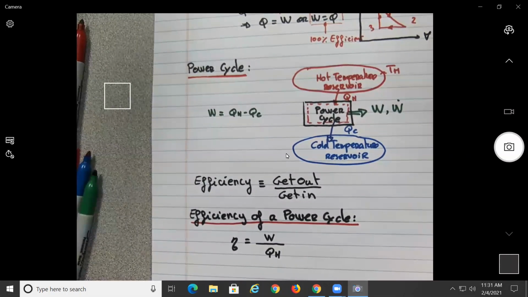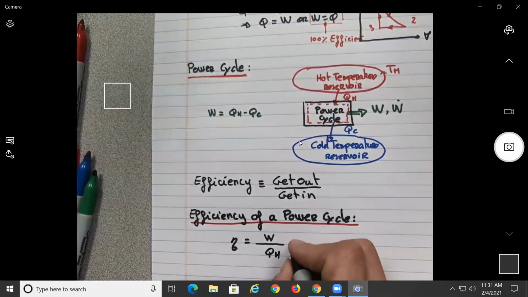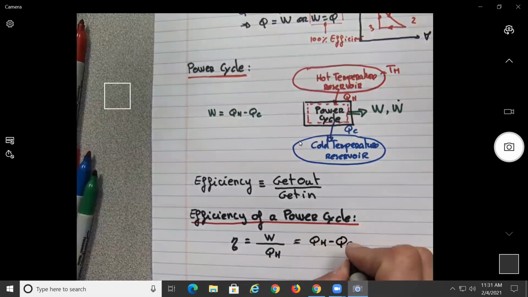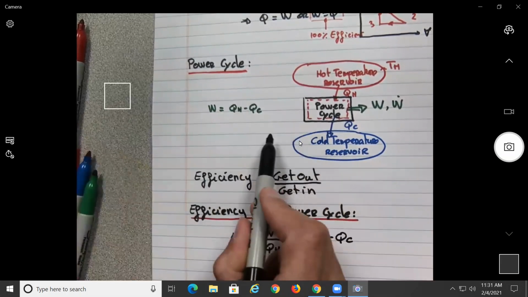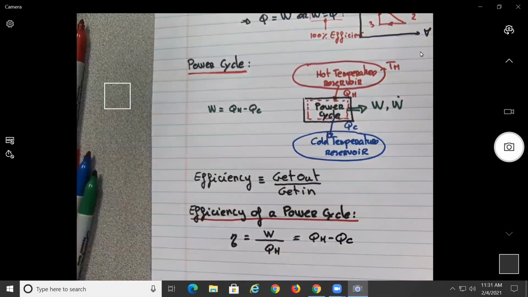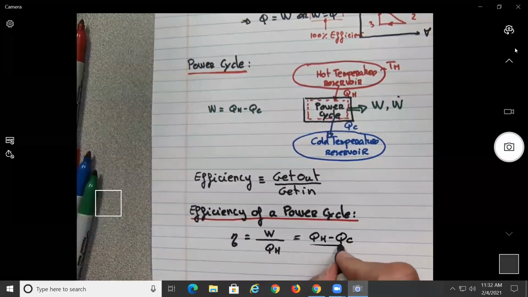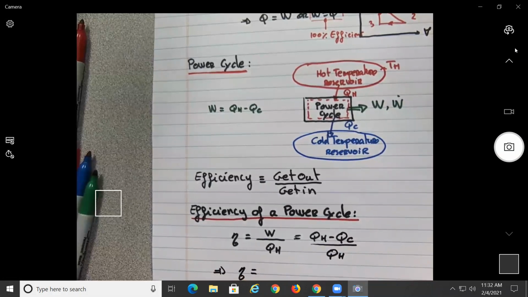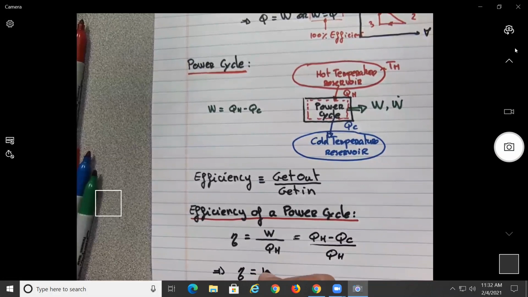So we have right here the efficiency equal to W divided by Q sub H, where W is equal to Q sub H minus Q sub C from above, divided by Q sub H, which means that the efficiency for the power cycle can be simplified to 1 minus Q sub C over Q sub H.